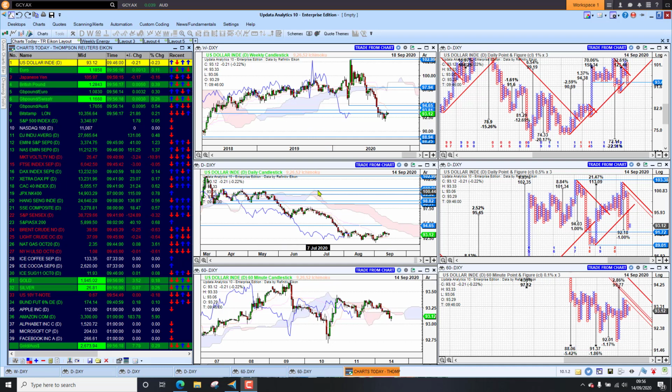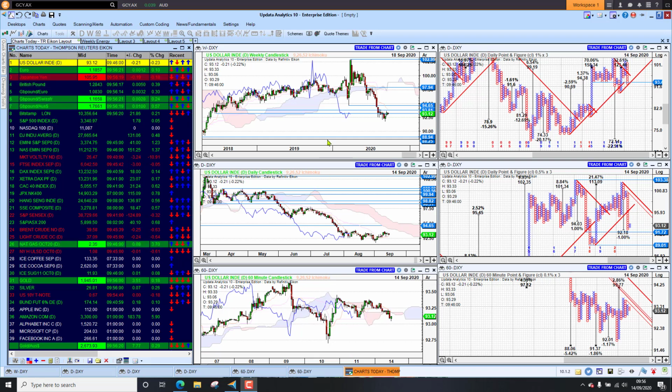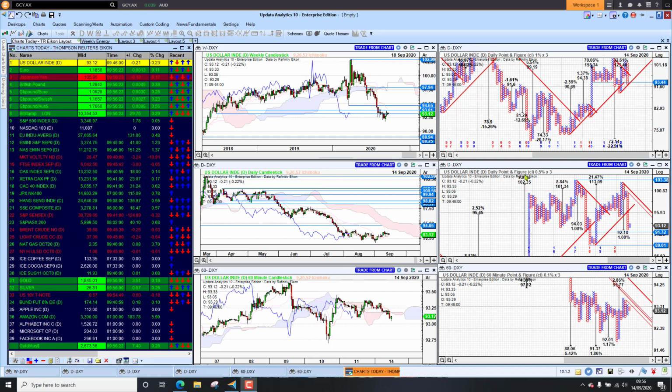And we start by looking at the dollar index. This is my weekly, my daily, and my 60-minute chart, of course, my long-term, my medium-term, and my short-term view, with the corresponding point and figure charts and targets. This gives me a quick overview of any instrument on all those time frames, so I can get a picture together.